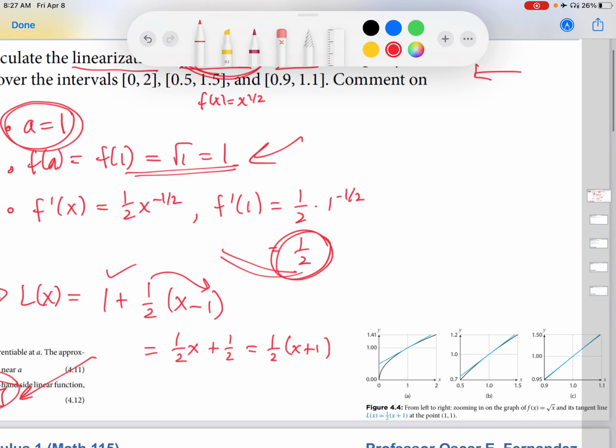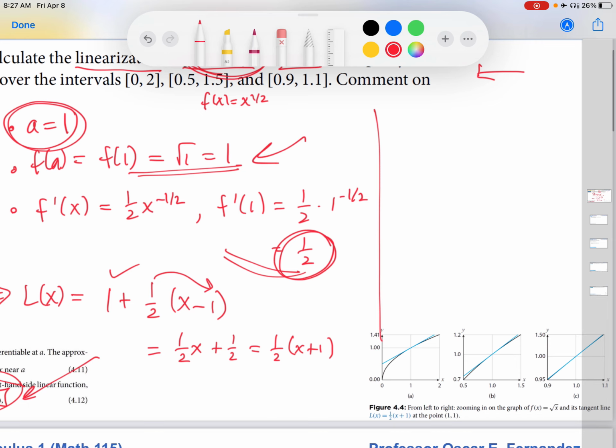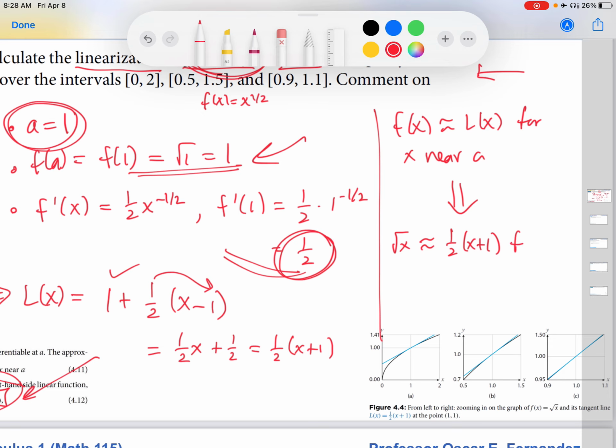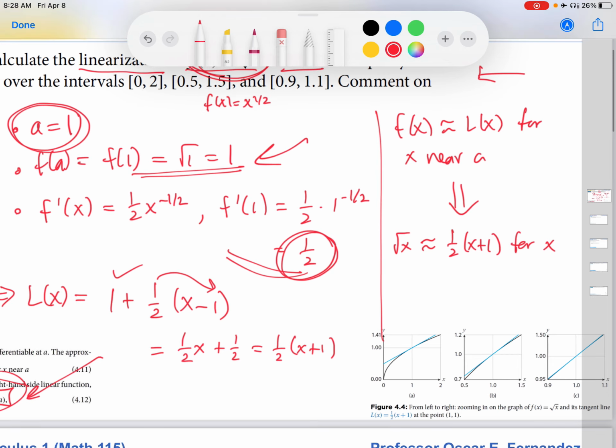Great, so I'm going to scroll over here and write down our conclusion, which is that f of x, stemming from this notion that we just reviewed. So this conclusion for this particular example turns into this very nice statement, that the square root of x is approximately 1/2 times x plus 1 for x near x equals 1.